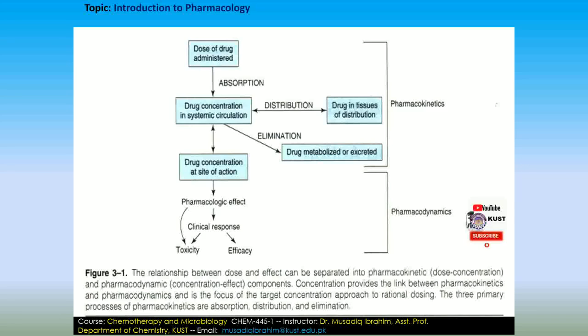The three primary processes of pharmacokinetics are absorption, distribution, and elimination. Basically, what this flow sheet diagram is telling you is that when you are studying the drug in terms of its interaction with the body and the interaction of the body with the drug, that is divided into two types. One is how the body is treating or interacting with the drug, which is dealt with in pharmacokinetics. And then how the drug is responding to the body is dealt with in the pharmacodynamics branch.